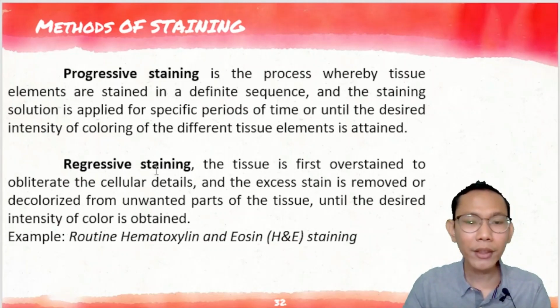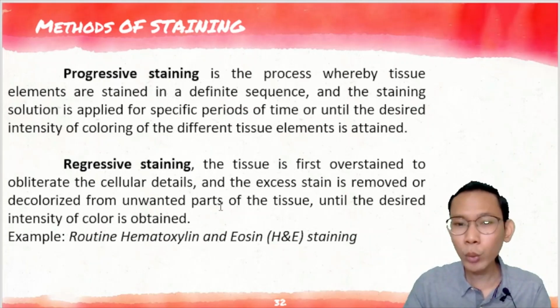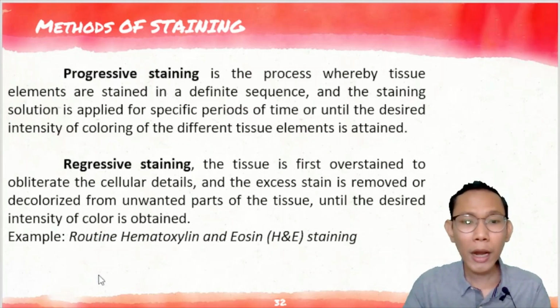On the other hand, your regressive staining, the tissue is first overstained to obliterate the cellular details, and the excess stain is removed or decolorized from unwanted parts of the tissue until the desired intensity of color is obtained. So the most common example here is your routine hematoxylin and eosin staining. So you will encounter a lot of your routine H&E staining. Remember that your regressive is the most common method.